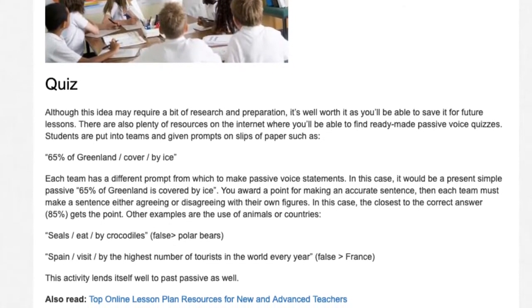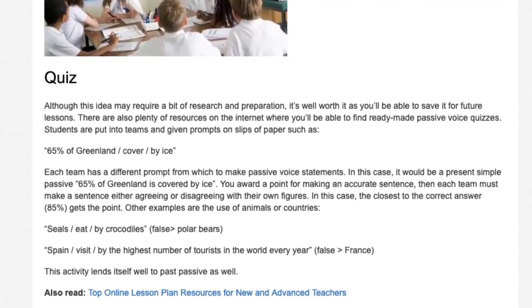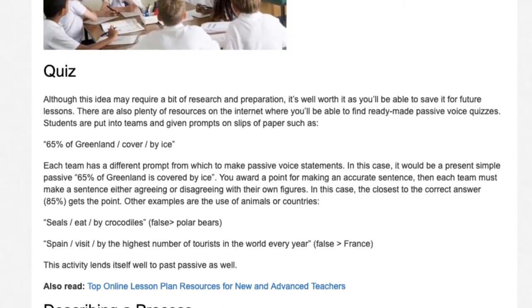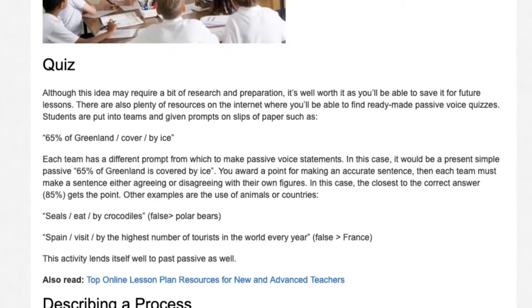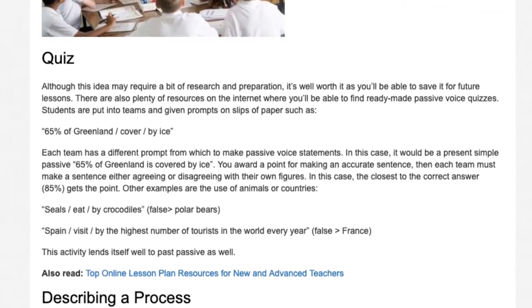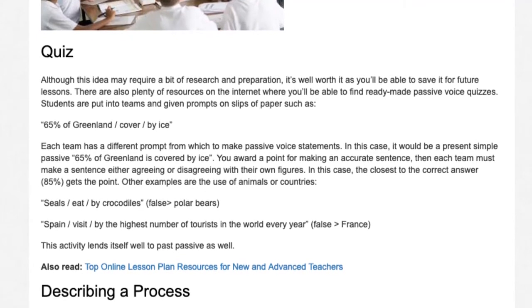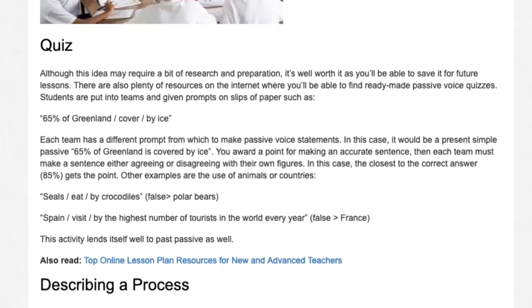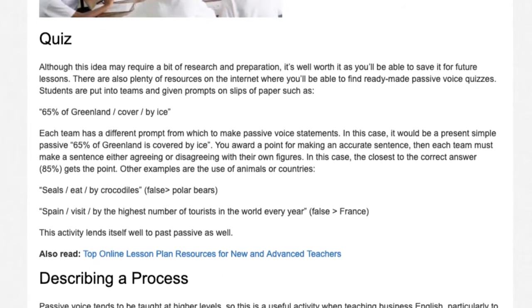You award a point for making an accurate sentence. Then each team must make a sentence either agreeing or disagreeing with their own figures. In this case, the closest to the correct answer, 85%, gets the point. Other examples are the use of animals or countries. Seals eaten by crocodiles: false, polar bears. Spain visited by the highest number of tourists in the world every year: false, France. This activity lends itself well to past passive as well.